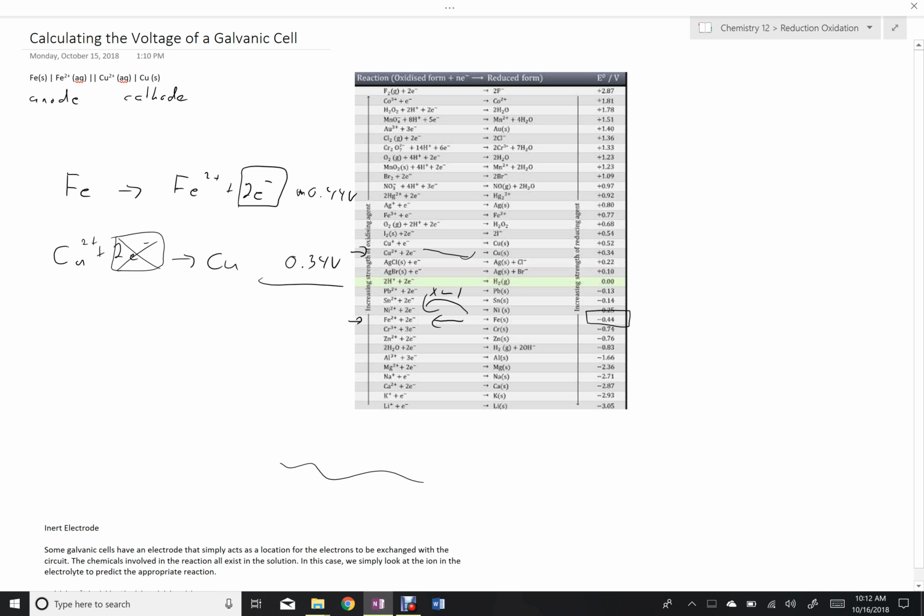So we get 0.44 volts from the oxidation of the iron, and 0.34 volts from the reduction of the copper. And so our voltage here is going to be 0.78, the total of those two things.